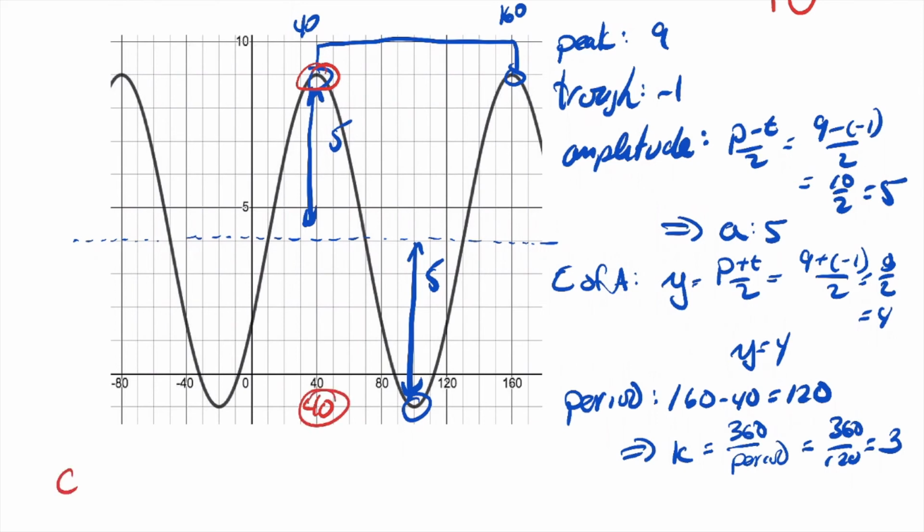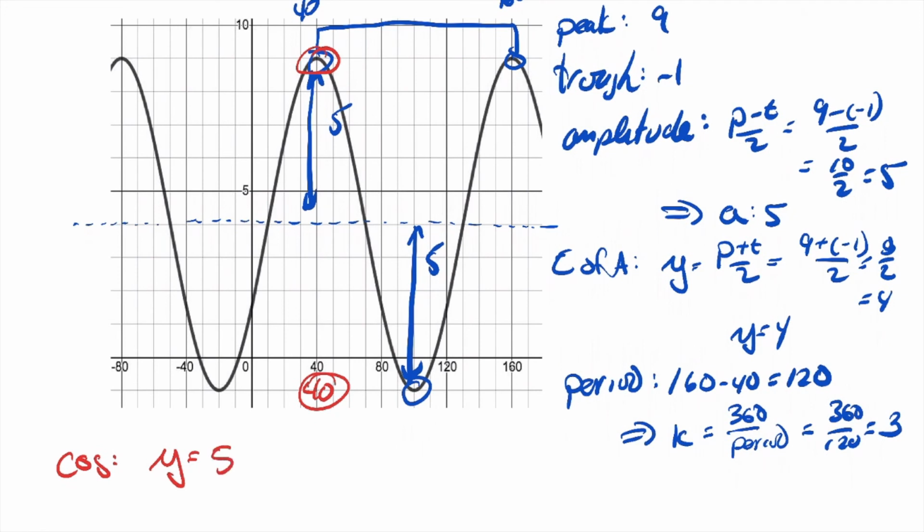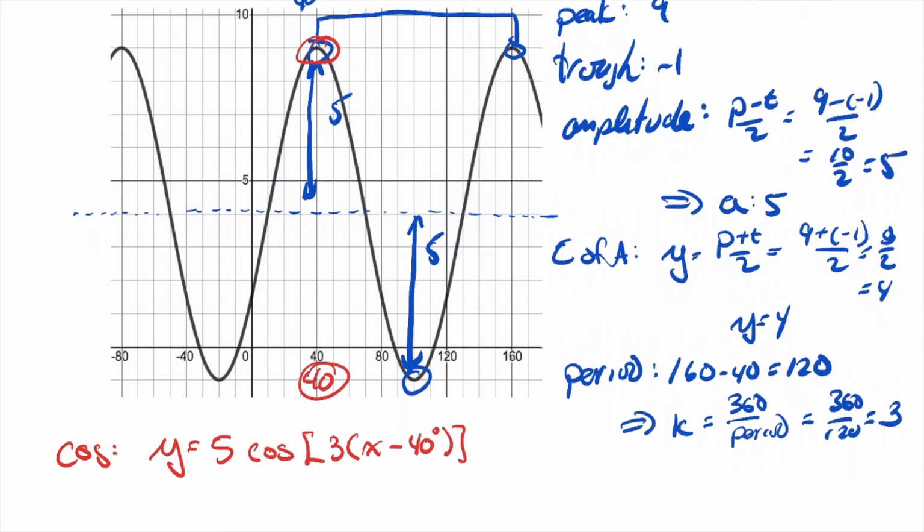So here for the cosine equation, it's going to be y is equal to my a value, which here was 5, and then we see it's cos. My k value here is 3, and x minus my shift, x minus my d value, which in this case is 40 degrees. And then we know the equation of axes in this case was 4. So it's going to be plus 4.